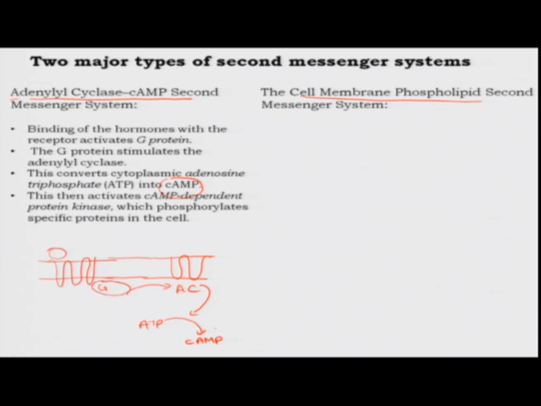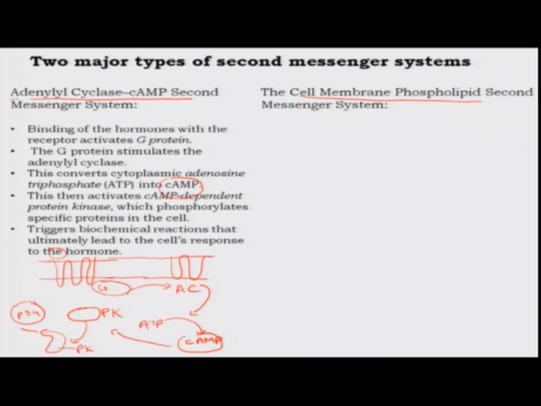Then the cyclic AMP, a small molecule, can go and bind to another protein known as protein kinase, which is an enzyme that can add phosphate groups to other proteins. This protein kinase is normally in an inactive form. Only when there is cyclic AMP does it become activated, and now it can add phosphates to various other proteins and activate them in turn. Ultimately, this often results in activation of several cytoplasmic proteins or even the activation of certain nuclear proteins, which leads to gene transcription.